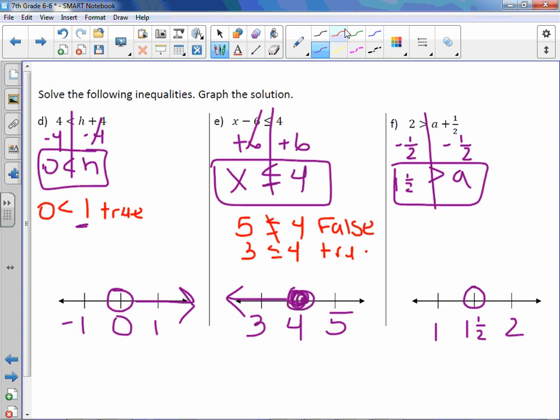Now let's pick something to plug in. Let's pick 1 this time. And remember, we're plugging it in where the variable is. So I'm plugging in 1 here. And then rewrite everything else. And read the statement. 1 and 1/2 is greater than 1. That's true. Because that's true, I'm going to shade the 1. And our arrow goes to the left.